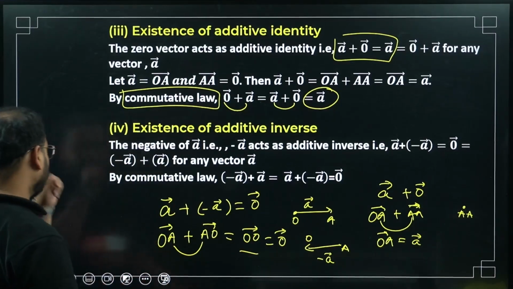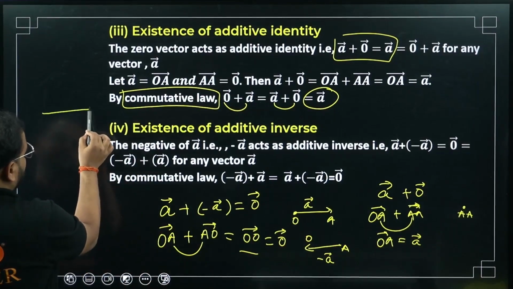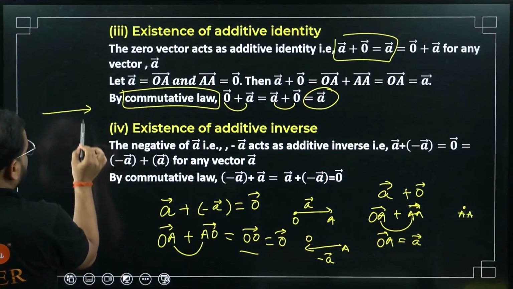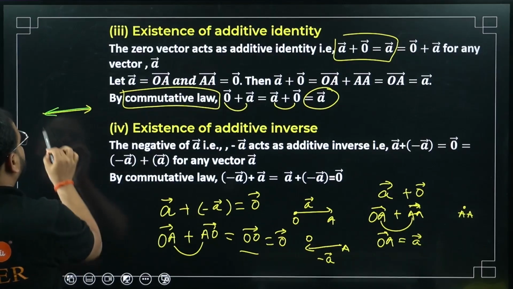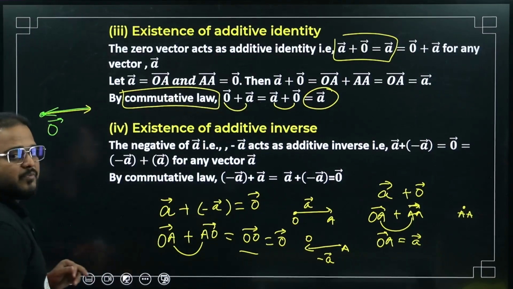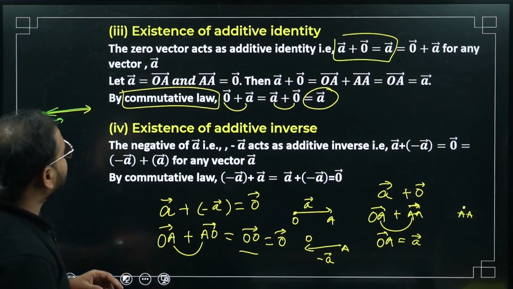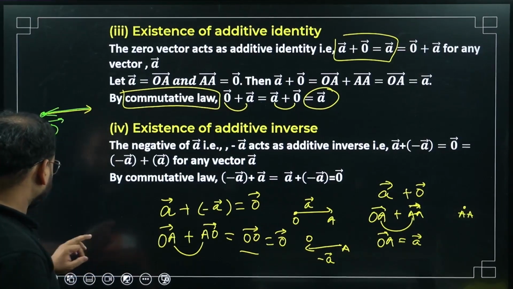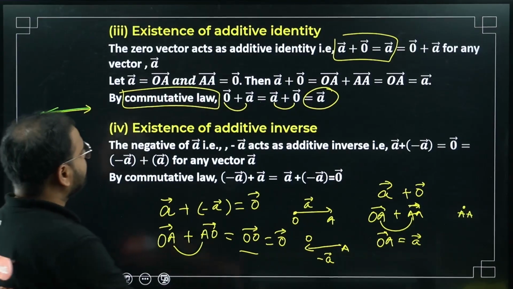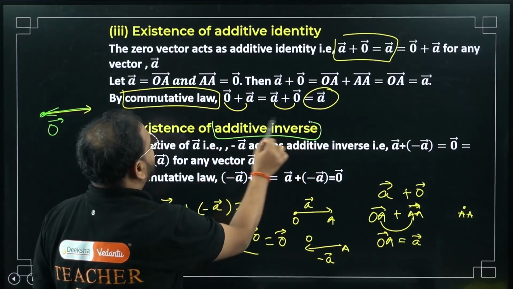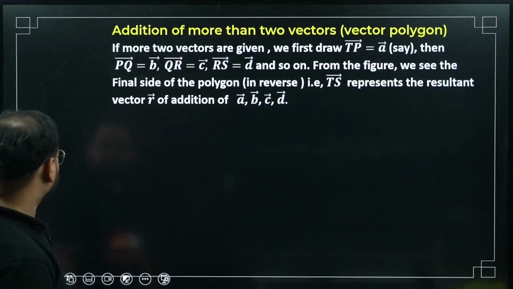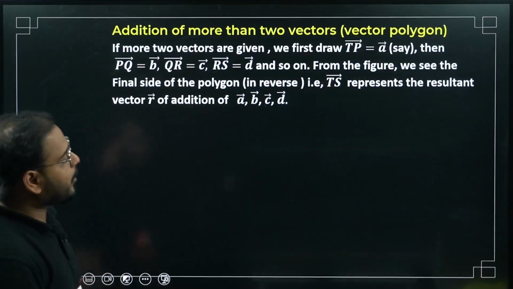0. So basically, you started from here, reached here, and you started from here and reached back. So it's the same point. It means 0. I hope this is okay for both additive inverse and additive identity. Correct? Moving on to the vector polygon, sir.